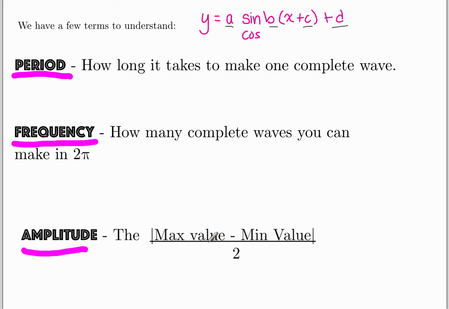Amplitude, the maximum value the sine or cosine wave hits minus the minimum value. Now, where does this little formula come into play? Well, the amplitude is this A value right here. So the amplitude is the A value when we write the equation of a sine or cosine wave. We'll see that in our next example.